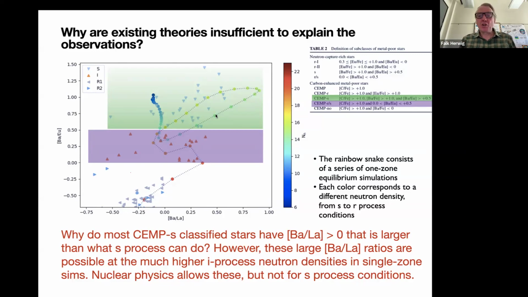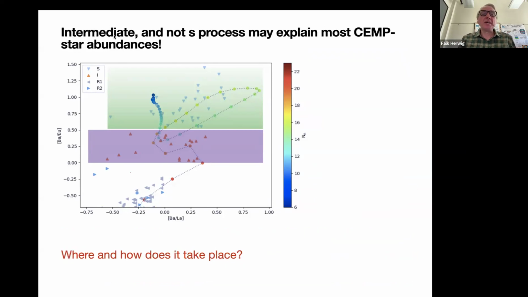But in order to solve the problem, we need to also answer the question: the intermediate neutron capture process may explain most of the CEMP star abundances, but where and how does it take place? And so we have some indications over the years.